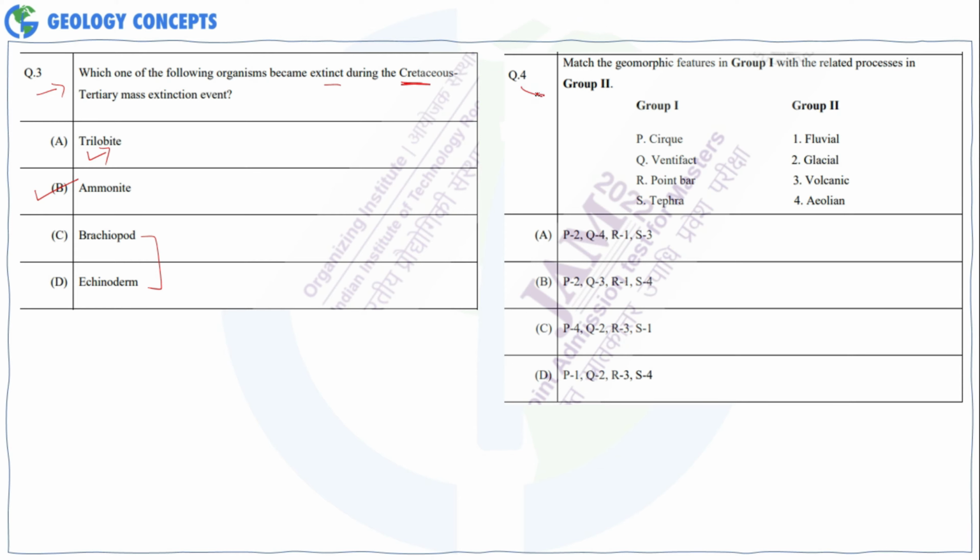Next is from the geomorphology, simple match the column. So if I happen to match these, cirque is a geomorphic feature related to the glacial geomorphology. Ventifact on the other hand is aeolian environment. Point bar is from fluvial, and tephra is a volcanic feature. Hence my correct sequence here will be 2, 4, 1, 3, which is option number A here.